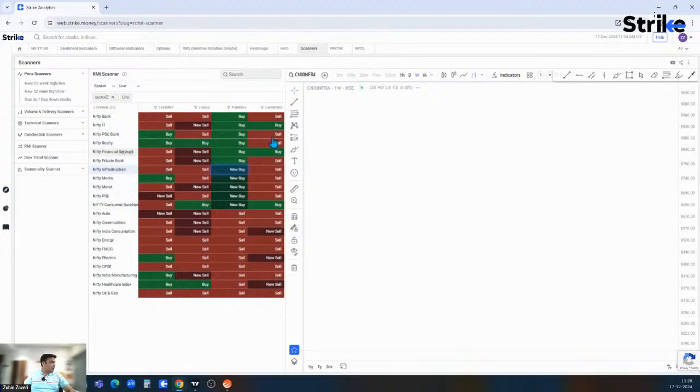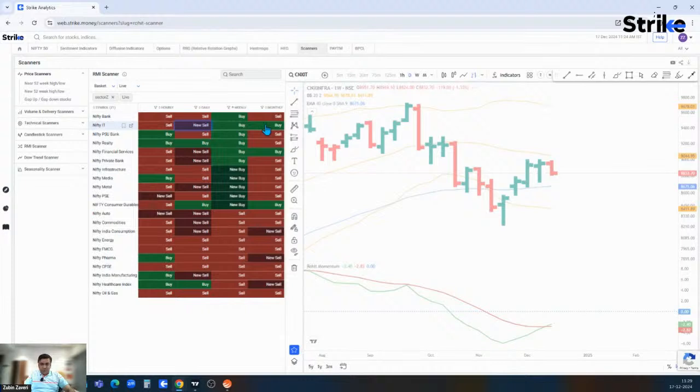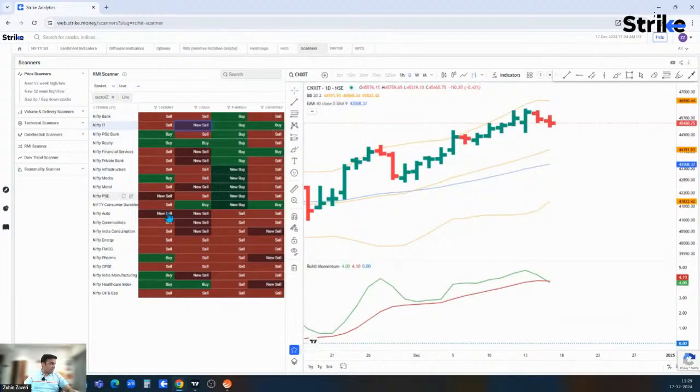All right. We can also pick up IT, where on the daily chart there is a new sell, but weekly and monthly are in a buy mode. So as per this data, what I can conclude is that the IT sector and consumer durables are the ones that can perform. All right, and the financial service also, as we can see on the RRG charts, weekly, monthly, they are all in buy mode.